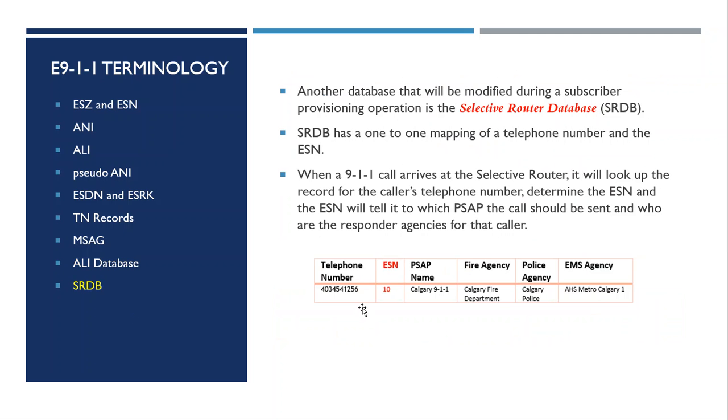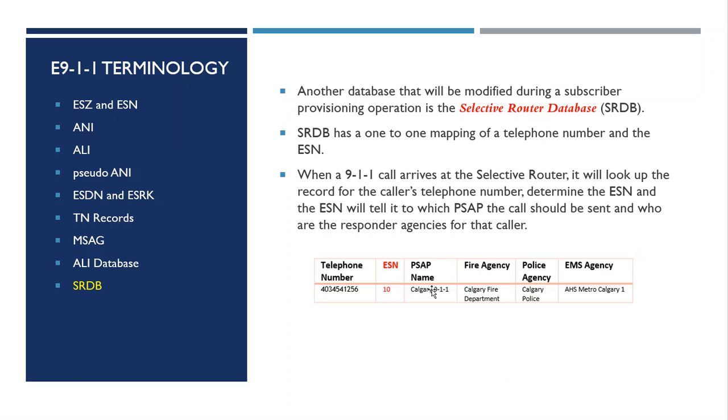And the last database is the selective router database. This is yet another database that will be modified during a subscriber provisioning operation. The selective router database will have a one-to-one mapping of the telephone number and the emergency service number. When a 911 call arrives at a selective router, it looks up the record for the number, finds out what the emergency service number is, and that will essentially tell the selective router which PSAP the call should be sent to and who the responding agencies are for that specific location.